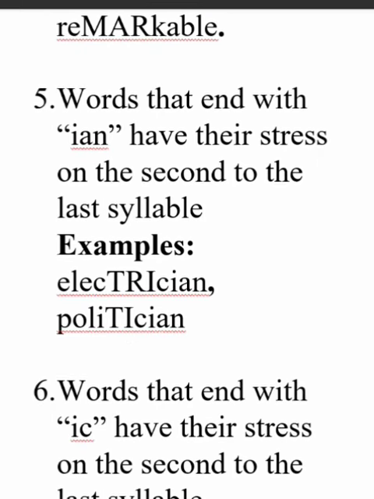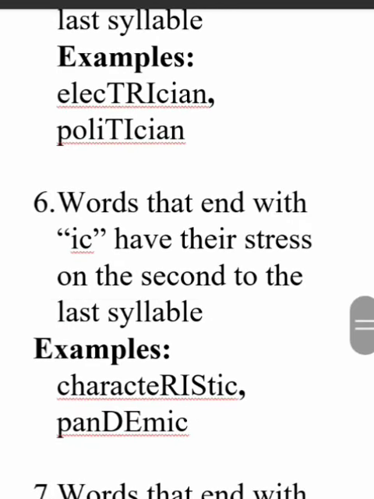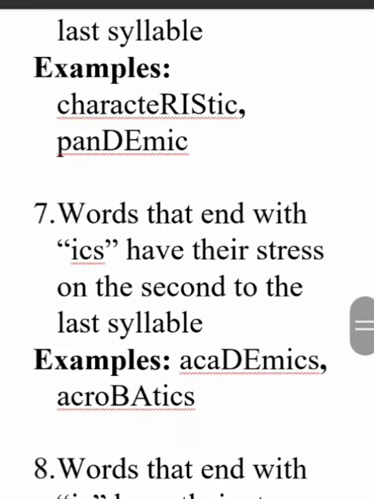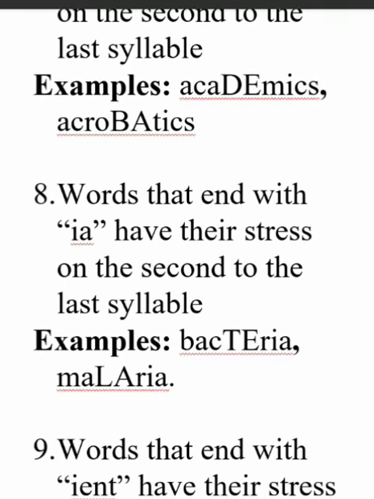Examples: electrician, politician. 6. Words that end with ic have their stress on the second to the last syllable. Examples: characteristic, pandemic. 7. Words that end with ics have their stress on the second to the last syllable. Examples: academics, acrobatics.